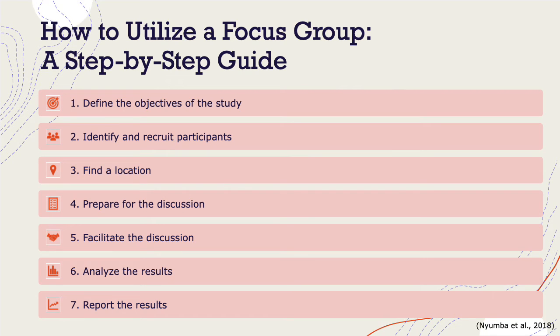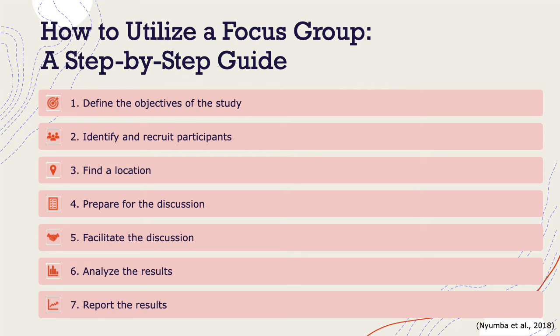There are 7 steps to complete the focus group research method. First, define the objectives and purpose of the study. Develop key questions. Second, identify and recruit participants and a moderator of similar demographics. Decide how many focus groups are needed for the study.